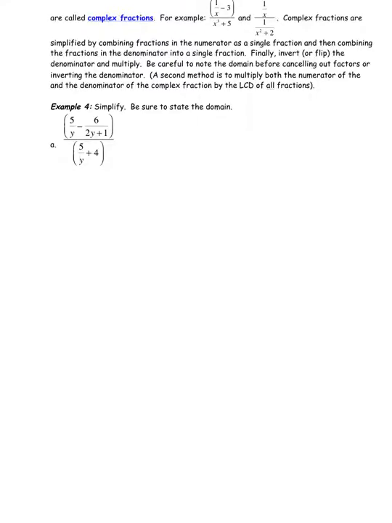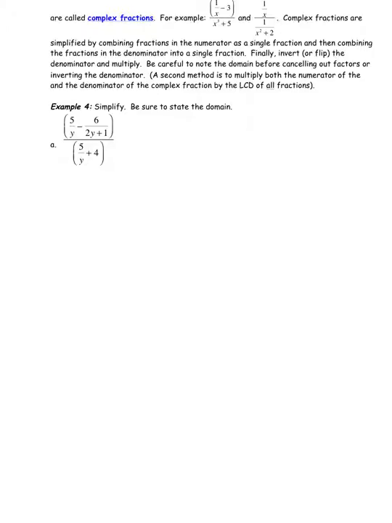This is the solution to example 4 from notes P.5. In this example, we're going to simplify a complex fraction. A complex fraction is one where there are fractions in the numerator and possibly also the denominator.